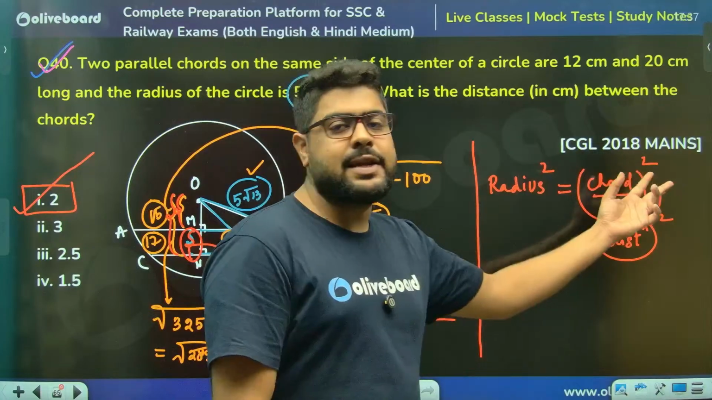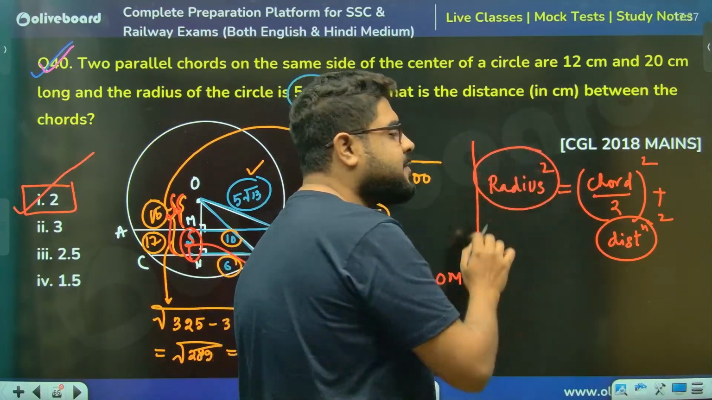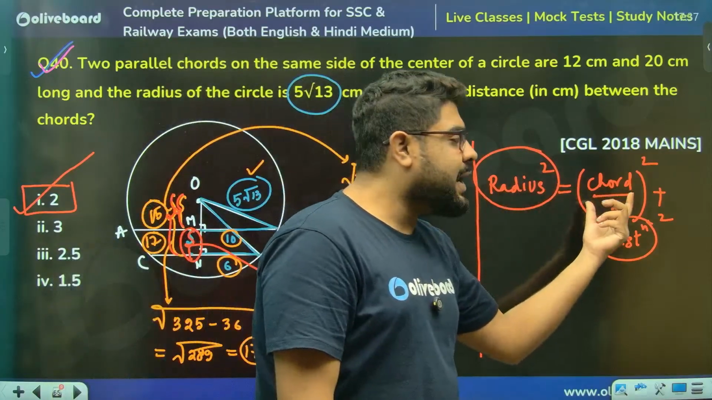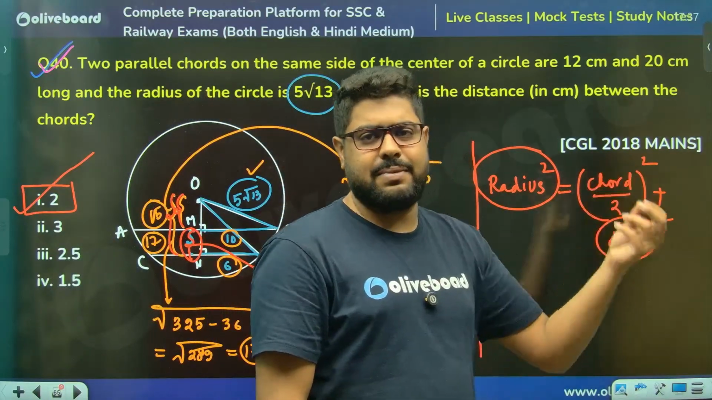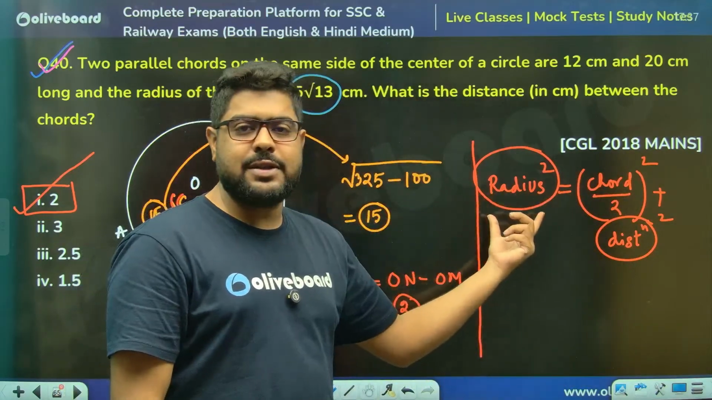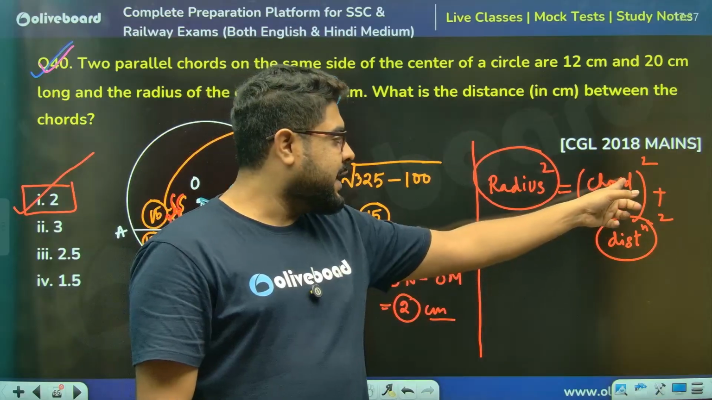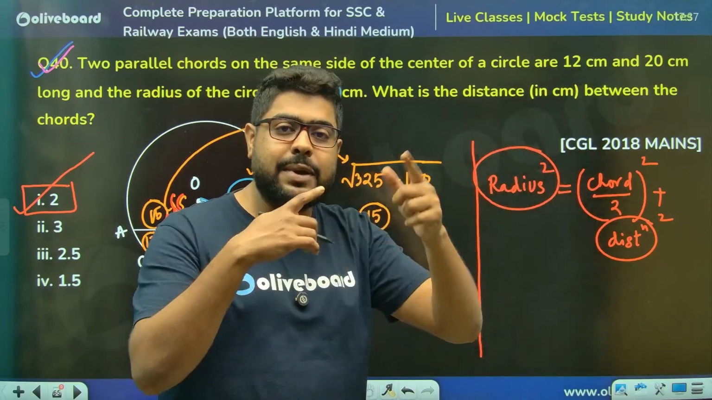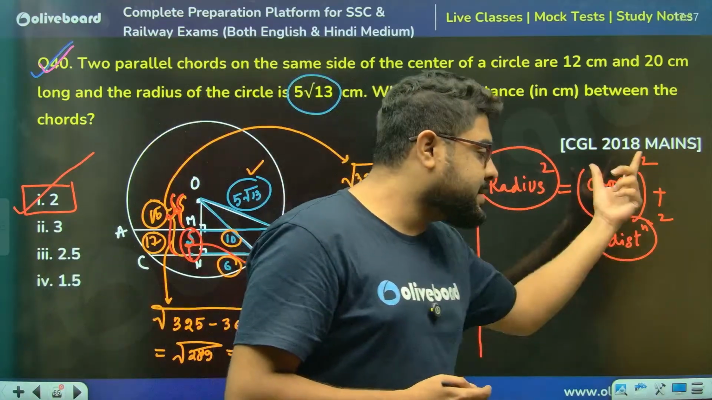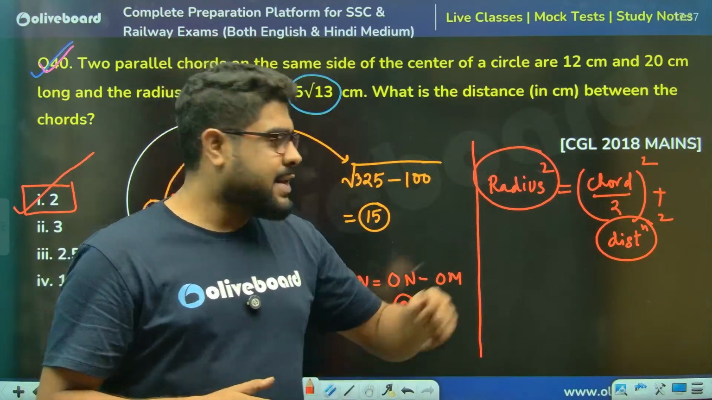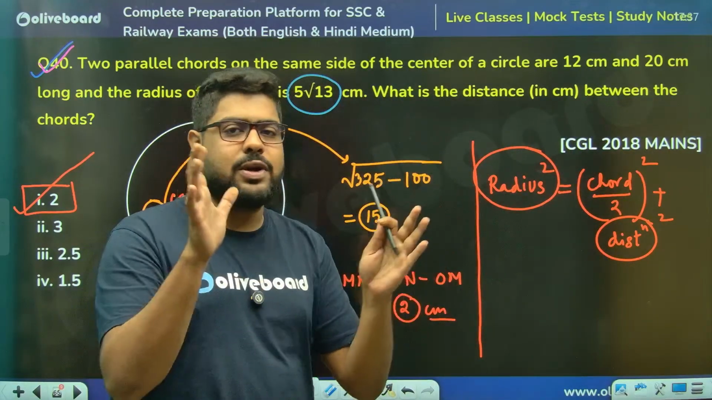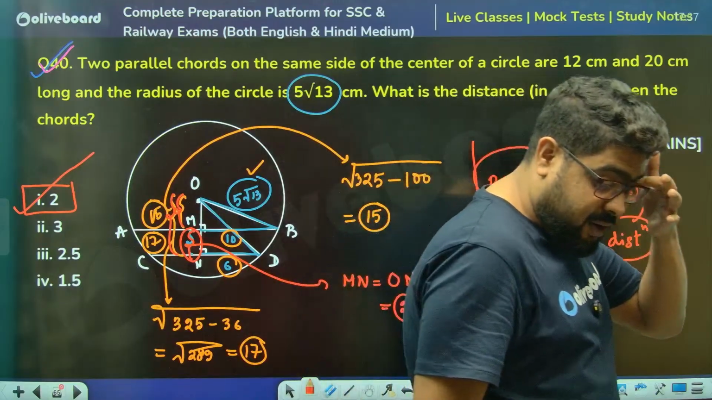Now the radius of the circle cannot change; for one circle, the radius is fixed. So if the chord length decreases, the distance must increase to compensate, because the sum must be constant. Whereas if the chord length increases, then the distance must decrease to compensate, because the total is always the same.